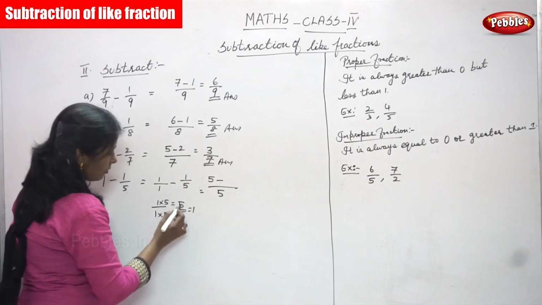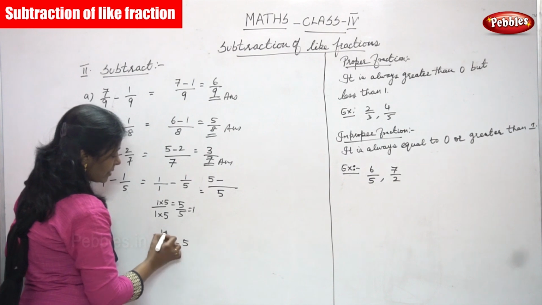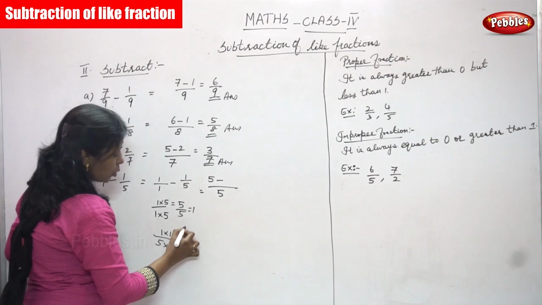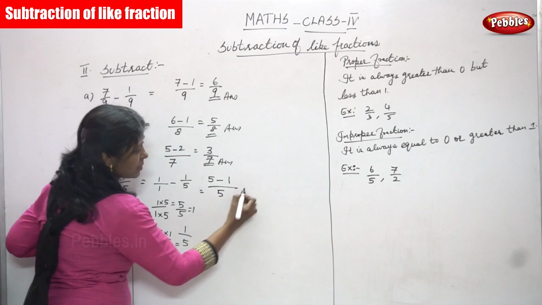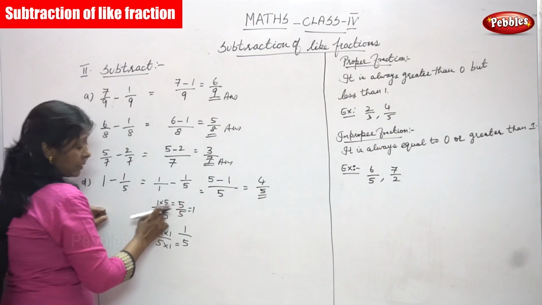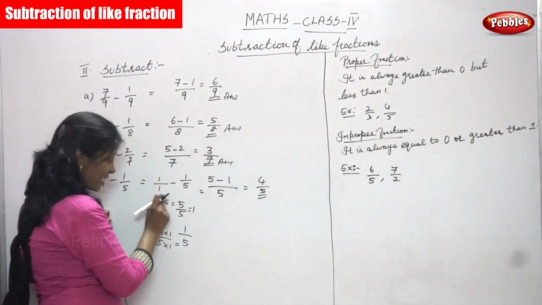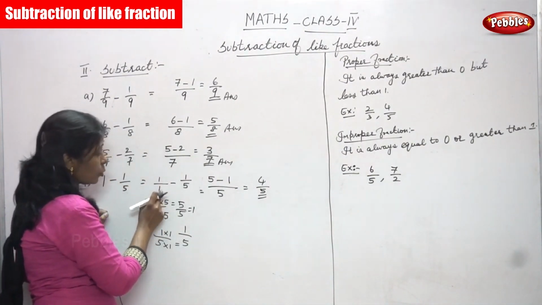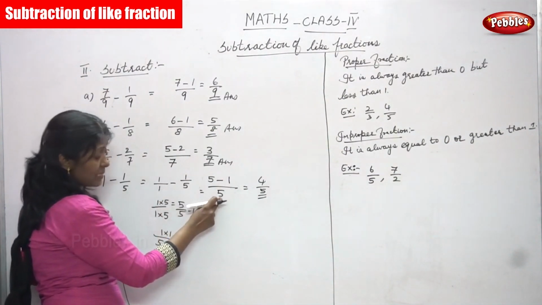Next is 1 by 5. The denominator is already 5, so you multiply by 1, and you get 5. Here also, if the denominator is multiplied by 1, the numerator is also multiplied by 1. So you write only 1 here, because the denominator is already there. The answer is 5 minus 1, you get 4 by 5. In this particular place, 1 divided by 1, you assume a denominator and make it 5, because 5 is the common denominator, the LCM.